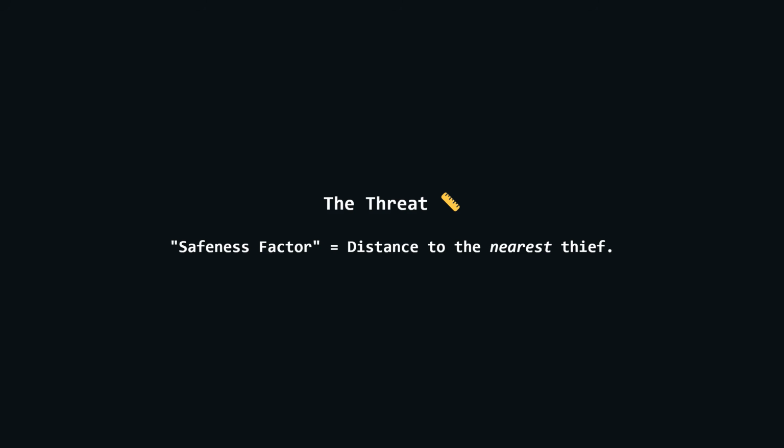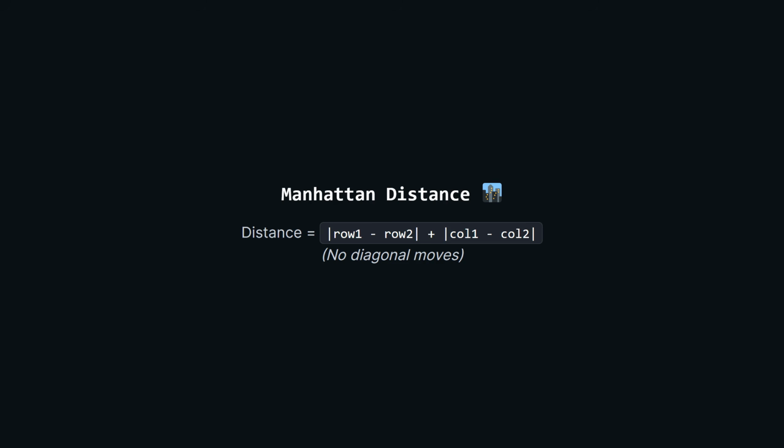Every single spot on the grid has a safeness factor. This is just its distance to the closest thief. We measure this using Manhattan distance. That just means we count the steps up, down, left, or right, no moving diagonally.